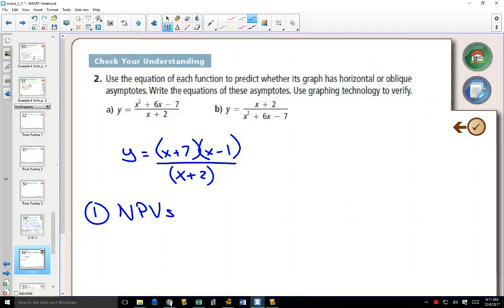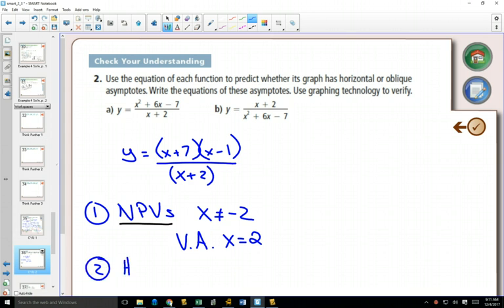And the first thing we always look at is our non-permissible values. What can't x equal? X can't equal negative 2. Is that going to be a hole or a vertical asymptote? Nothing cancels out, so we'll have a vertical asymptote at x equals negative 2. Notation-wise, again, when we write non-permissible values, we put a line through the equal sign to say x can't equal that. When we write an asymptote, we always have an equal sign because we're writing the equation of that vertical line: x equals negative 2.